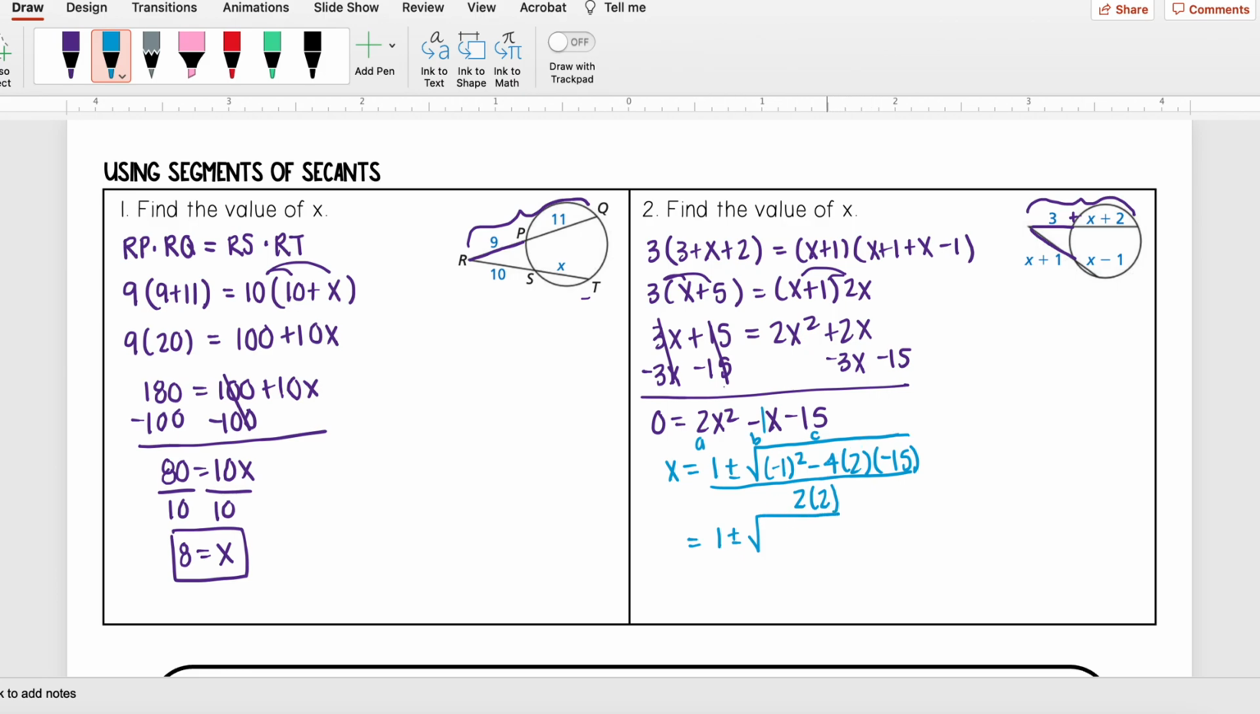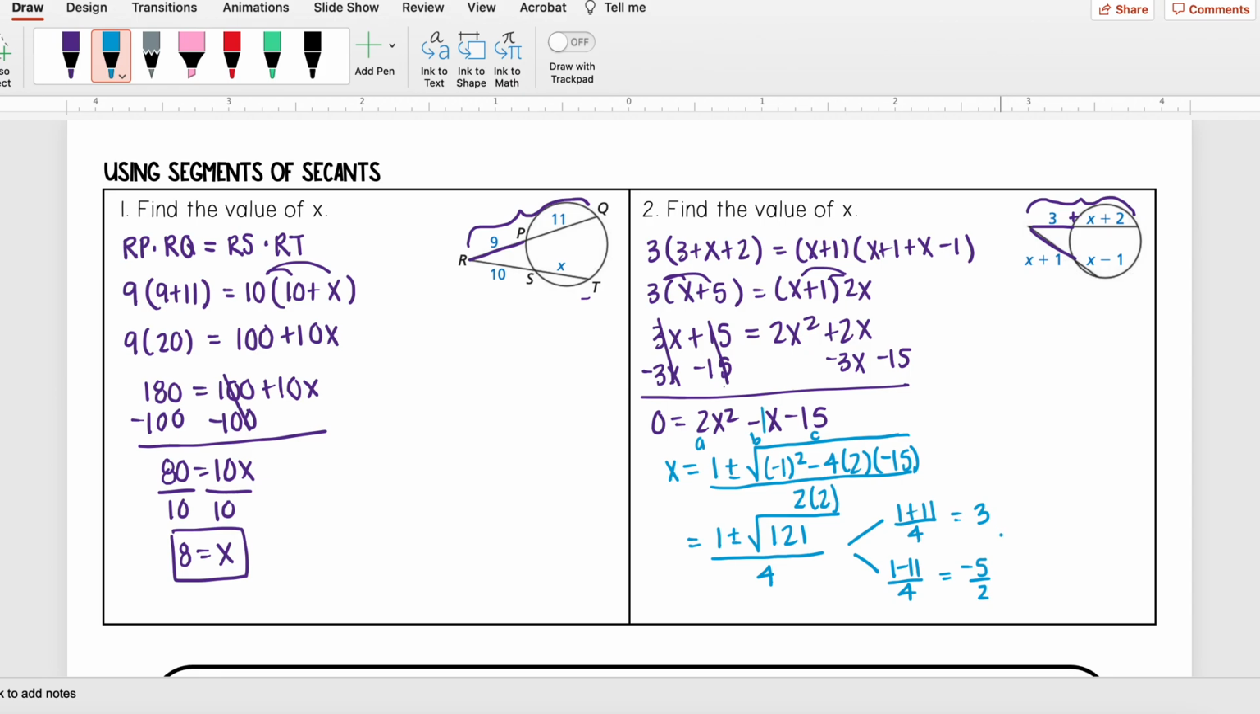So now I'm going to go ahead and simplify it under the radical. 4 times 2 is 8. 8 times 15, I get 120. And so I'm going to add 1 to that. So when you simplify inside there, you should get the square root of 121. And the square root of 121 is 11, so I'm really going to have 1 plus 11 over 4, 1 minus 11 over 4. 1 plus 11, I get 12, divided by 4, I get 3. 1 minus 11, I get negative 10. Negative 10 divided by 4, I get negative 5 halves.